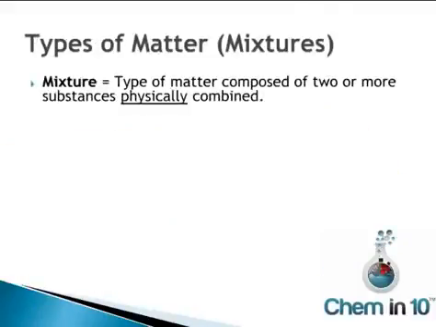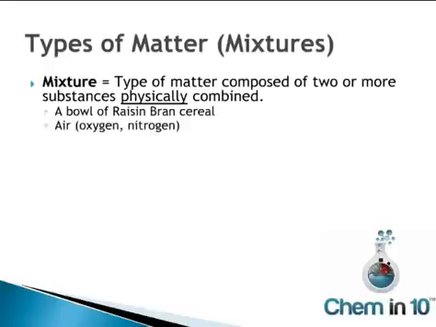A mixture is a type of matter composed of two or more substances physically combined, not chemically combined. For example, a bowl of raisin bran cereal consists of bran, raisins, and milk. It's a physical mixture. Air is also a mixture. It consists mostly of nitrogen gas and some oxygen gas and various other gases.